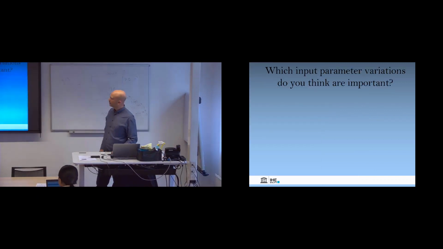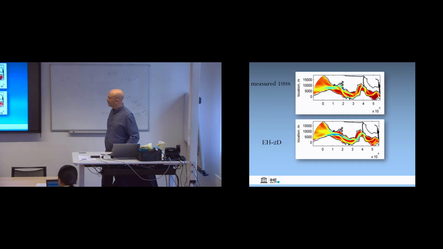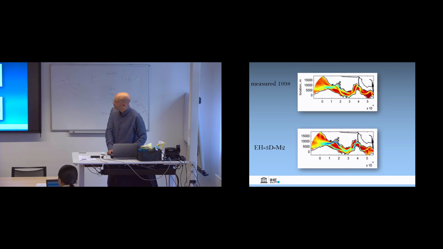It's good to know about the parameters that we added here. It's only tidal forcing, a simple transport formulation, bed slope parameter, 2D, 3D. I did all kinds of sensitivity analysis here to look at which processes are important and which ones are not. This is the outcome. On the upper panel you see the measured profiles, and here you can see the model profile. So is this good or bad? This is with Engelund-Hansen, 3D, and ODM2. Is this good or bad?